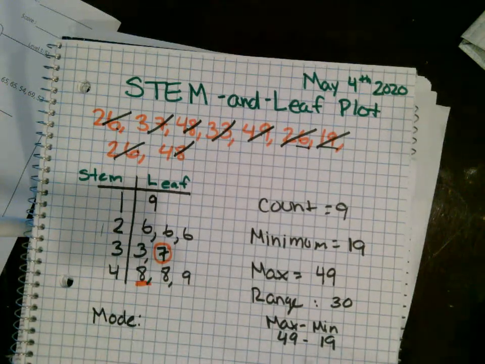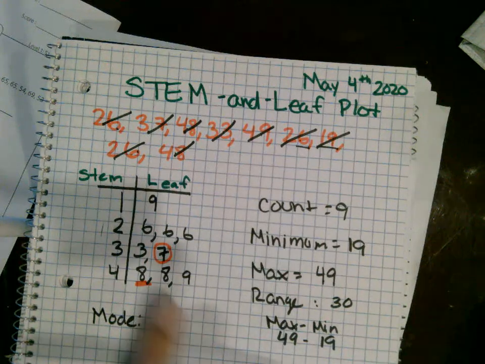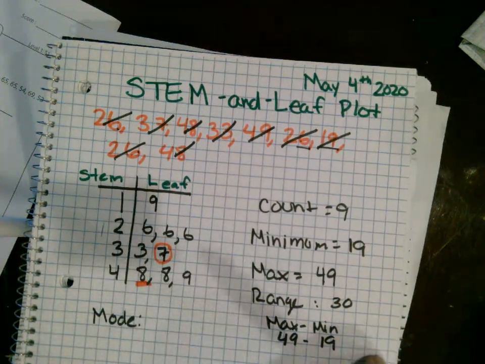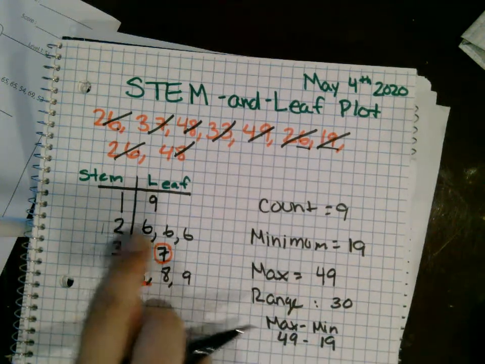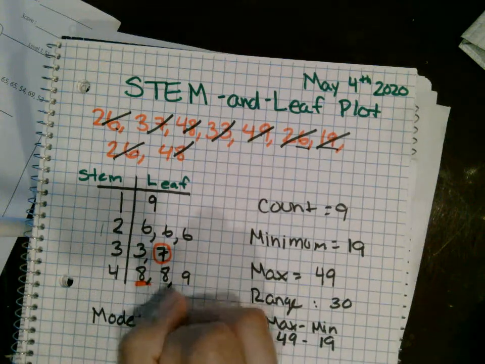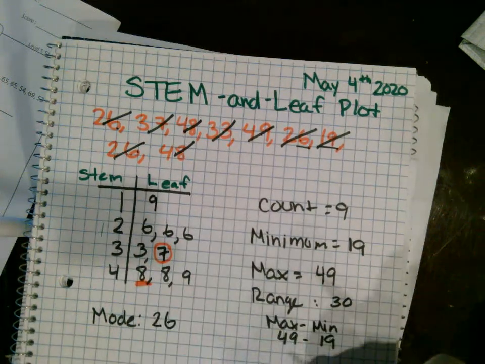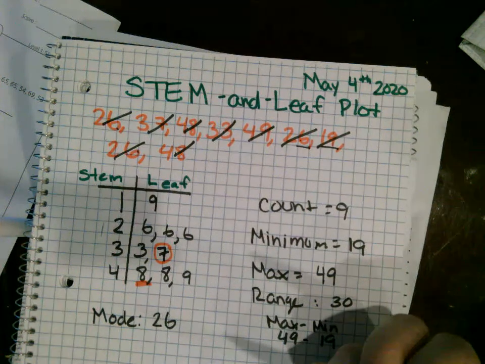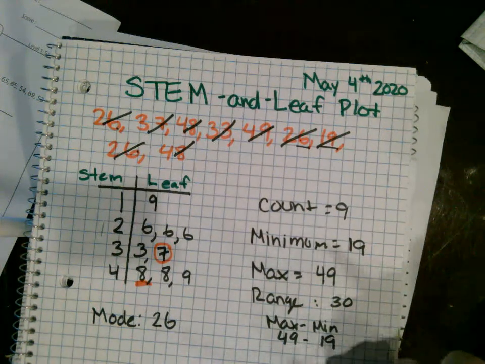What is mode? Mode is a number that repeats the most. So what number repeated the most? What do you see the most? I see 26, 26, 26. So our mode would be 26. Okay? Mode is what we learned toward the beginning of the school year, right?